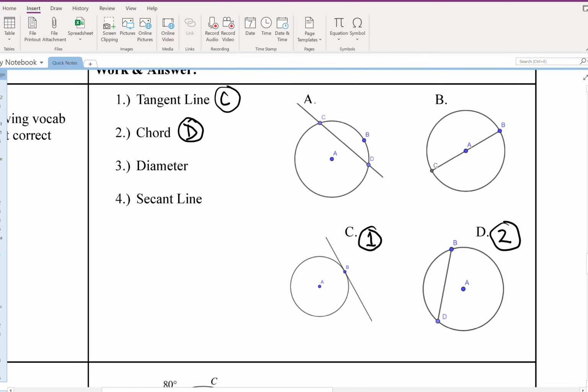The diameter is a chord that connects 2 points in the circle, but goes through the center. And so the diameter is 3. And that would be here.